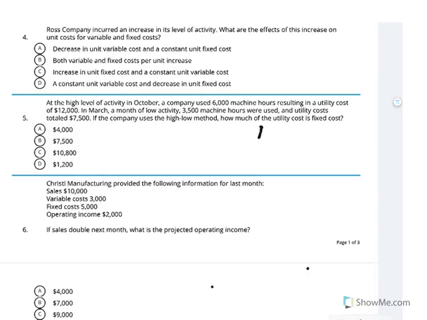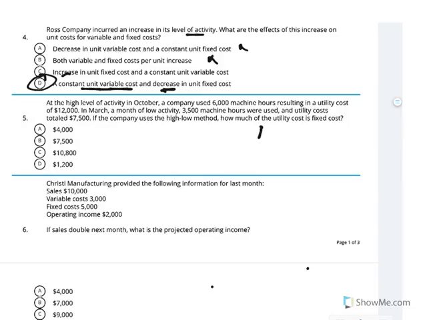Ross Company incurred an increase in the level of activity. What are the effects of this increase on the unit costs for variable and fixed? Decrease in unit variable costs? No, that's not true. Both variable and fixed costs per unit increase? That too is not true. Increase in unit fixed cost and a constant unit variable cost? No, it's the opposite. A constant unit variable cost and a decrease in unit fixed cost. Not an increase, a decrease. So the answer here is D.